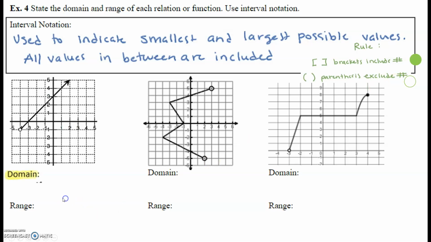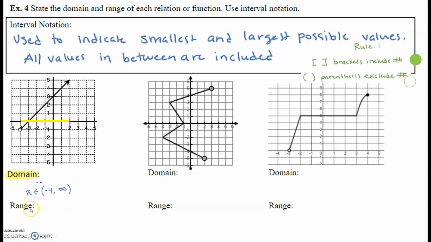So domain is all our x values, so we're going to be looking at the x values. So again, we said domain, we start with x as an element, and then we look from where the x starts, which is here, and ends here. So it's an open circle, so we're going to have a parenthesis, and then -4, and then we go all the way, and we look, and it goes on forever. So see the arrow? It goes on forever. So it actually goes to infinity. And infinities always have a parenthesis.